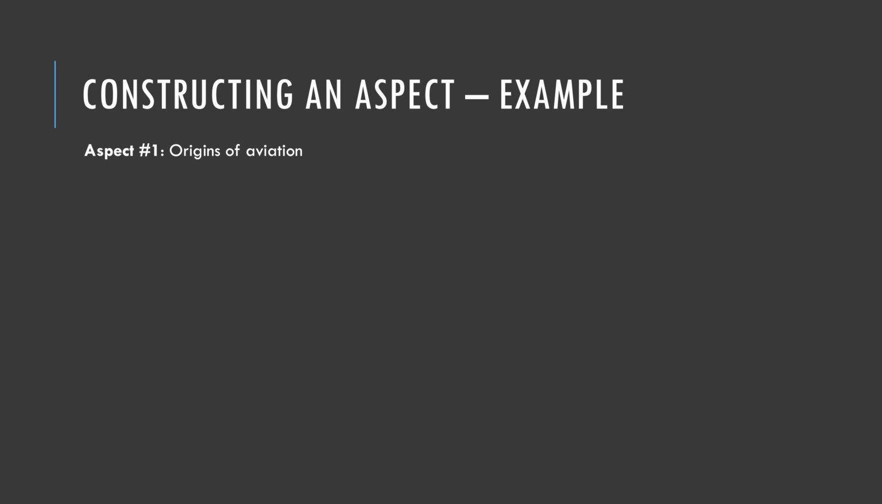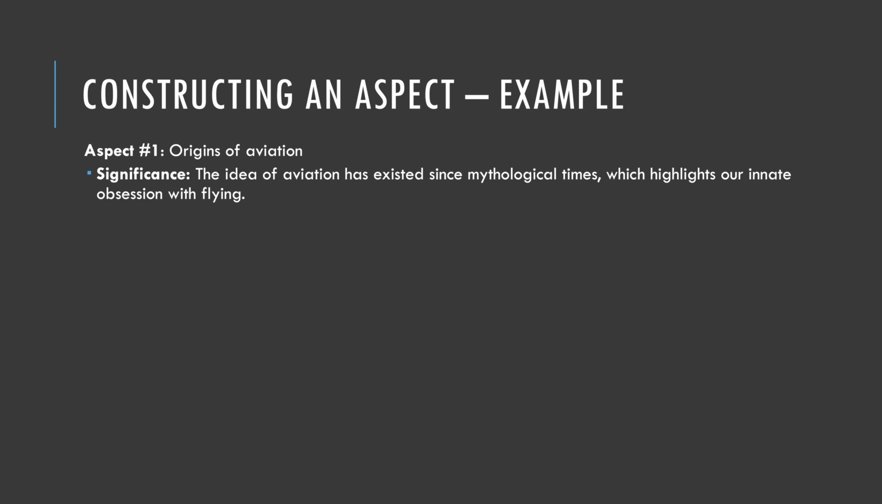So first aspect is the origins of aviation. And by the way, this is about what I would want your outline to look like, this type of example. Significance. So what is her claim of this paragraph? And that's that the idea of aviation has existed since mythological times, which highlights our innate obsession with flying. So look at that. She's not just saying, let's look at the history of aviation. That's not a claim. That's not an argument. Instead, she's arguing that the idea of aviation existing since the beginning of mythological times highlights our innate obsession with flying.